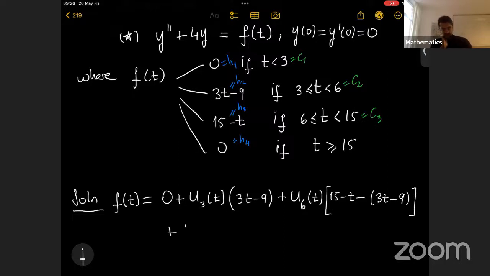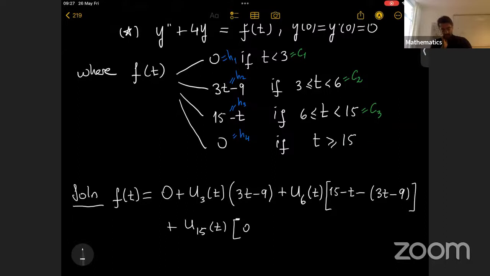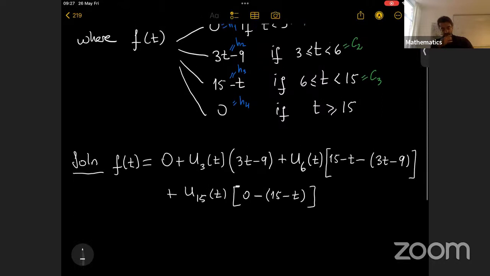Next, plus C3 is 15. So u sub 15 times, well, again, h4 is 0, so 0 minus h3, which is 15 minus t. That's it. So this is your f of t, okay? This is very important to write like this because we will apply the Laplace transform now, and we know how to compute the Laplace transform for the step function. Well, let's maybe write like this.